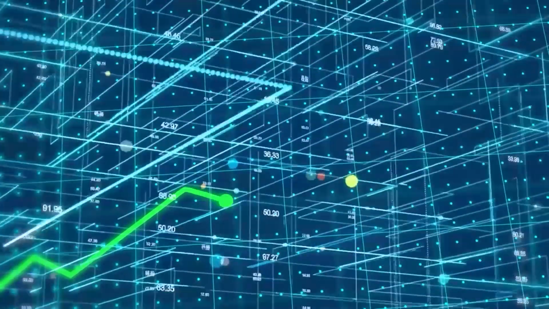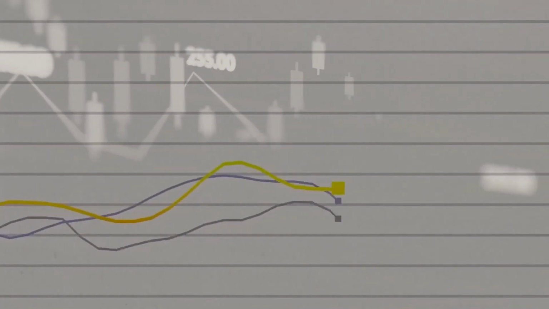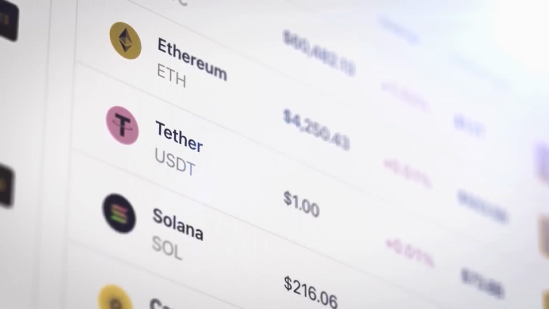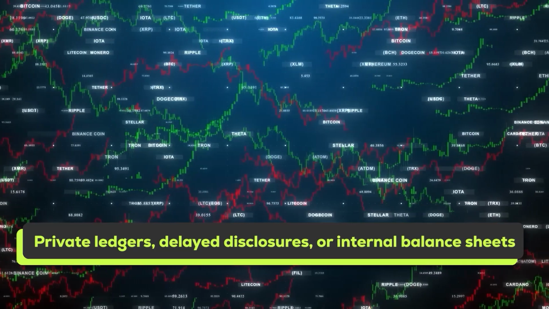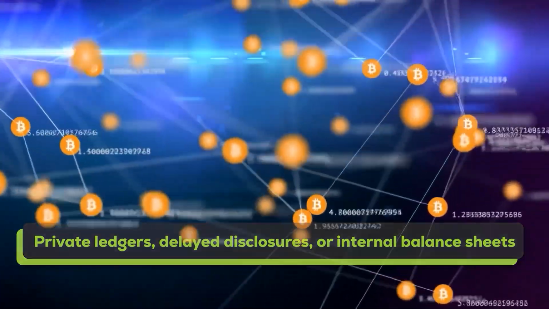Every transaction on a public blockchain is recorded permanently. When tokens move, the movement is visible. When a contract interacts with another contract, the interaction is logged. Nothing is hidden. There are no private ledgers, delayed disclosures, or internal balance sheets.